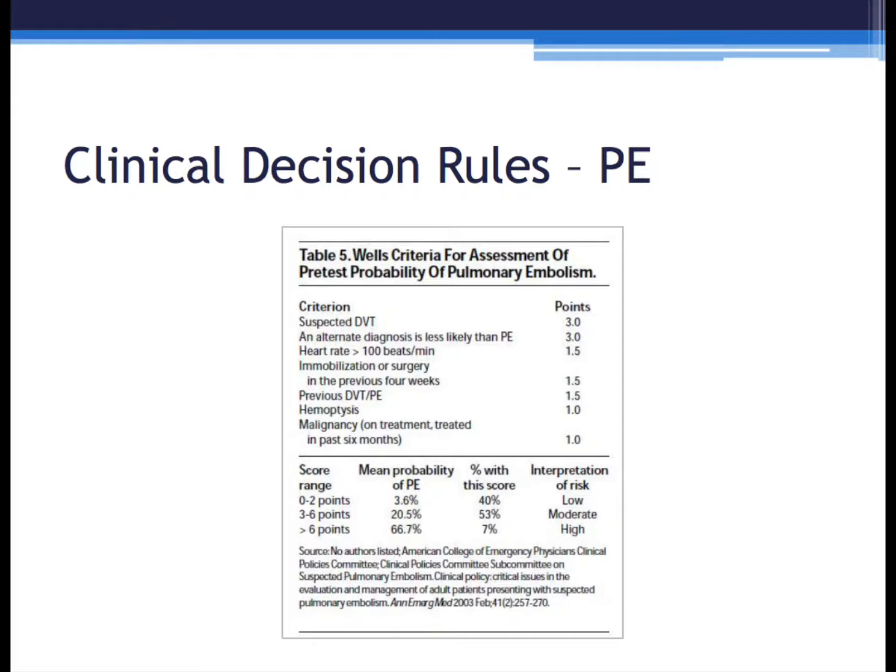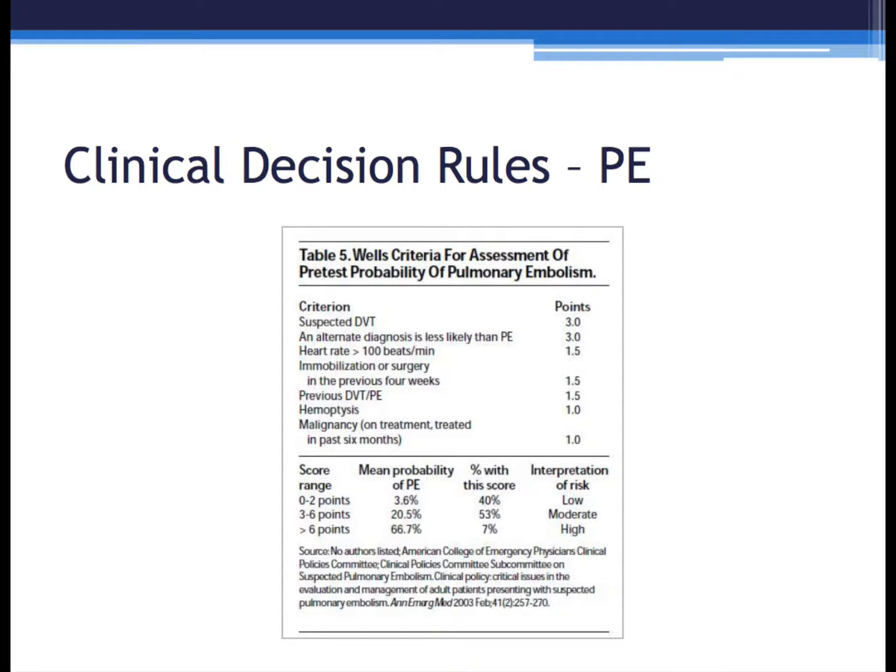Immobilization or surgery in the previous 4 weeks, well, she's told us that she's had no surgery. Didn't really ask about immobilization, but she didn't look like the sedentary patient population. She looks like she's younger and she's still getting around and working, so I wouldn't assess any points for that. Previous DVT or PE, she gets another 1.5, so she's up to 9 points.